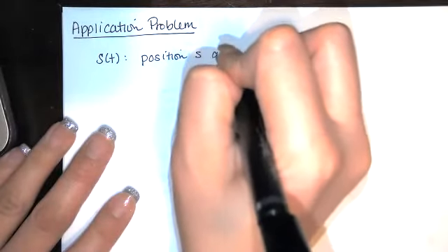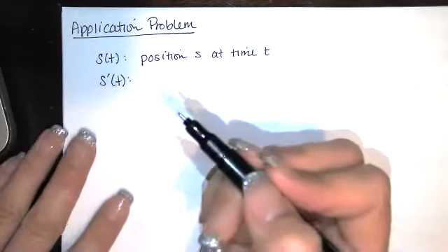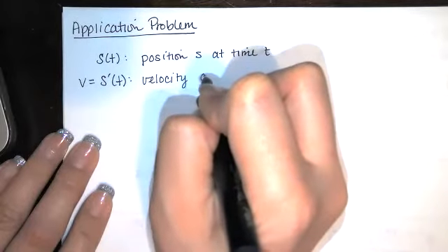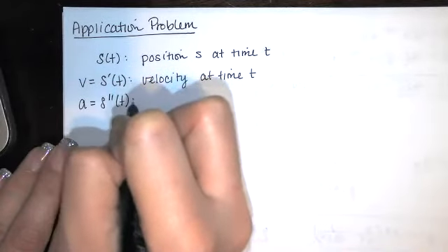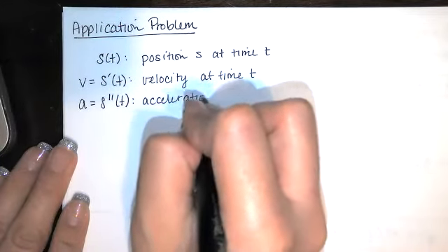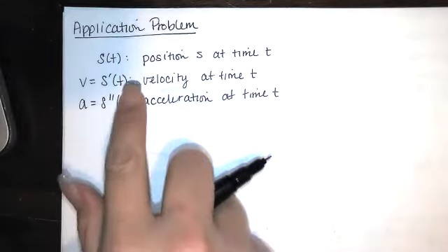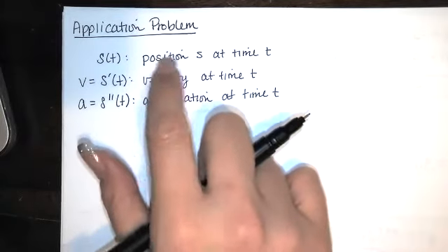Now, if S of t represents position at time t, then its first derivative, that's the instantaneous change in position with respect to time, is the velocity at time t. And the acceleration is the second derivative of the position, the rate of change of the rate of change. Now, if someone gives me acceleration and I want to get velocity back, well, I just have to anti-differentiate. And if I have velocity and I want position, I have to anti-differentiate again.